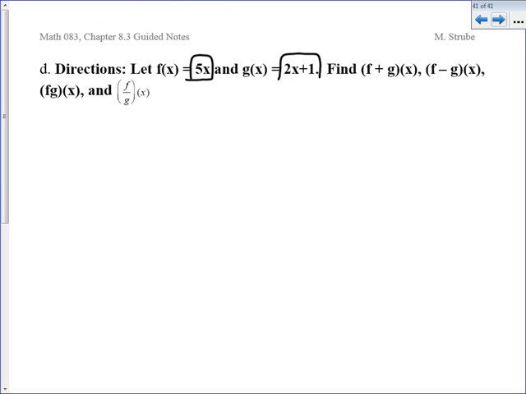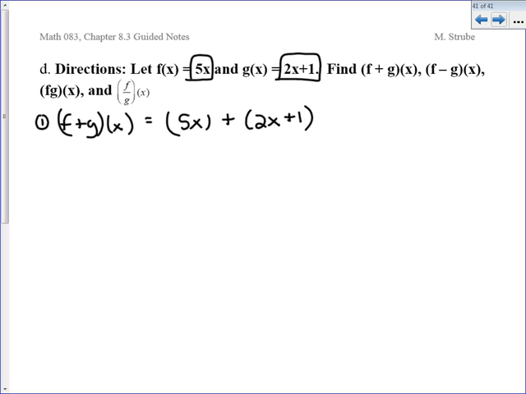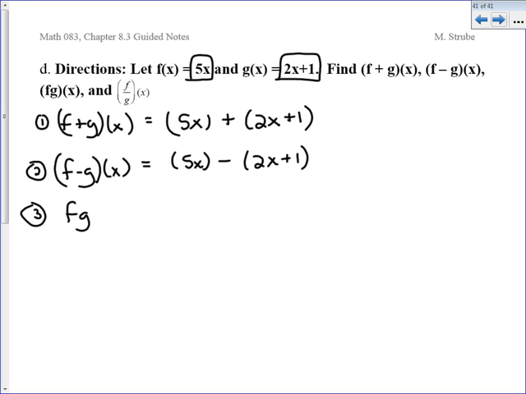We have 5x and then 2x plus 1. And this wants you to do all 4 different combinations. So first one is to add them. It's first function plus the second function. Next, to subtract them, again, use those parentheses. First function minus the second function. Next, to multiply them, just put them both in parentheses and write them next to each other.